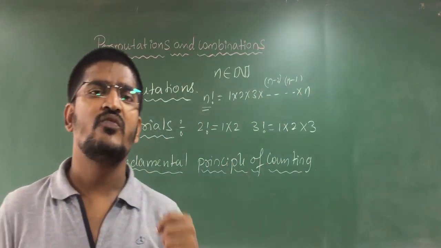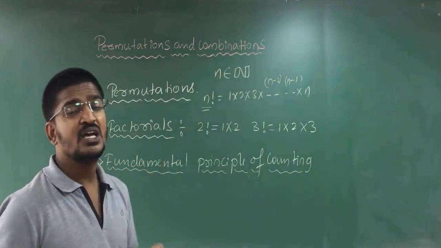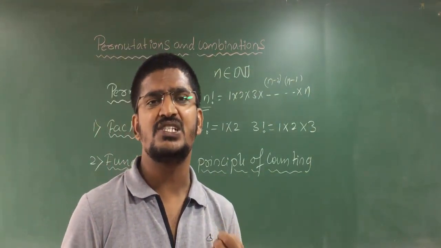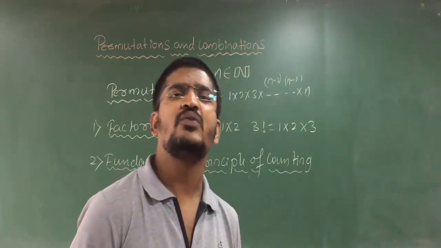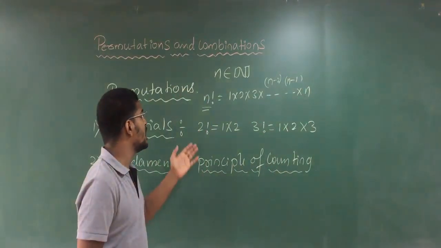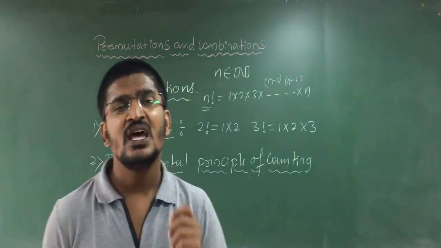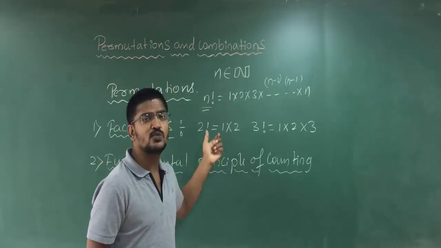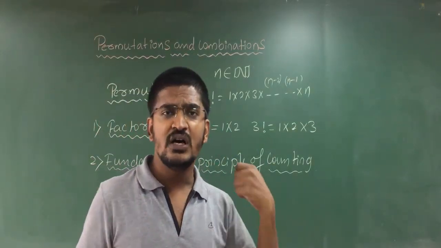So that is what the factorial term is. Clear students? Factorial means the multiplication of the given number with its previous numbers. So n factorial is given by 1 multiplied with 2 multiplied with 3 and so on to n. For example, 2 factorial is 1 into 2. If I write 3 factorial, it is 1 into 2 into 3.